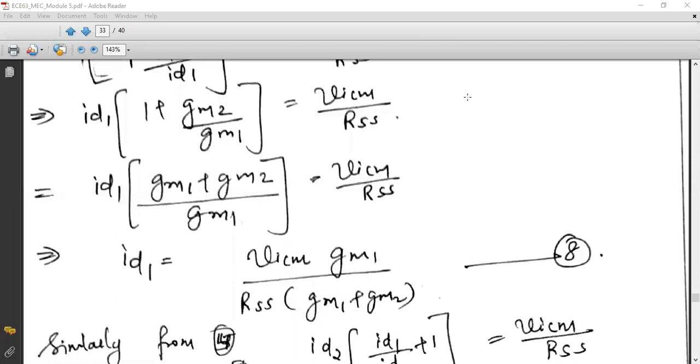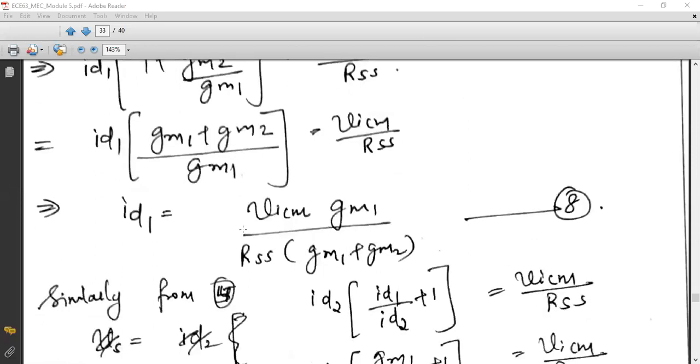Don't sit idle, take your notes, start practicing the derivation. So this is the expression for ID1 in terms of what? In terms of GM1, GM2 and your input VICM as well as RSS. Okay, put it in a box, let it be like that. Now we can go for ID2.